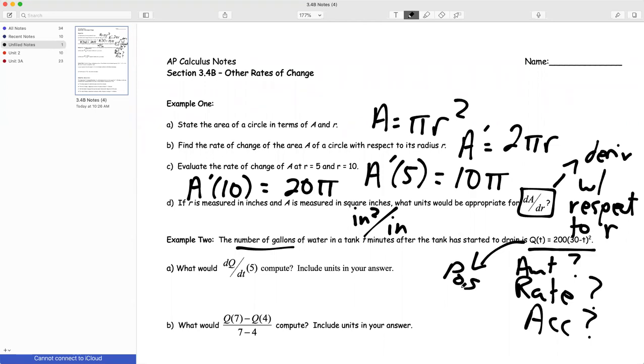So part A says, what would dQ/dt of 5 compute? Include units in your answer. Well, what is dQ/dt? It's the derivative of Q(t). So this is a rate. It's like a velocity. And let's describe it. dQ/dt of 5.